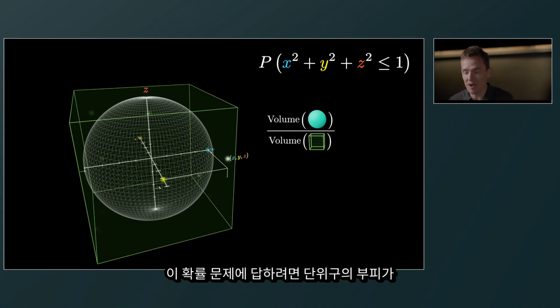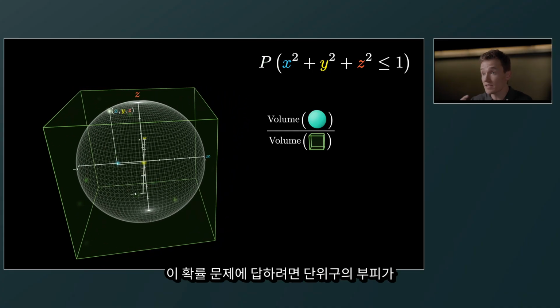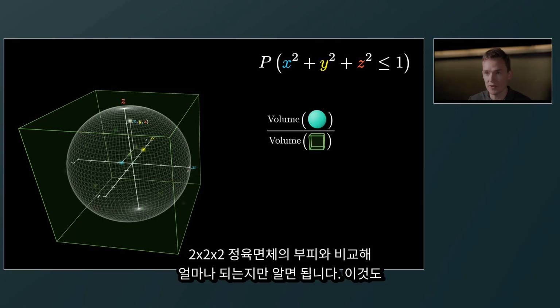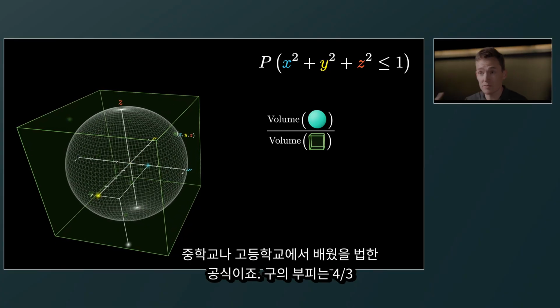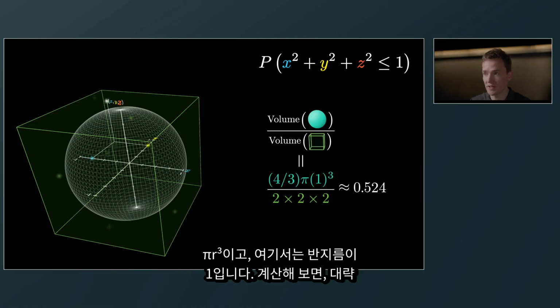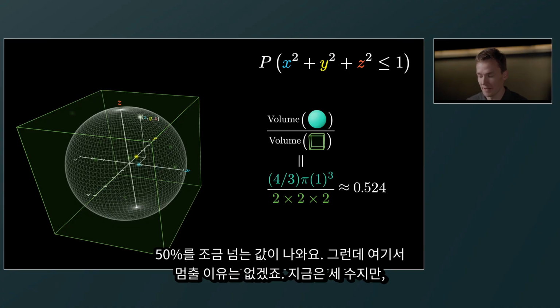And so in this case, to answer the probability question, you just need to know what's the volume of that unit sphere as it compares to the volume of this 2x2x2 cube. This is another one of those formulas we might have learned in middle school or high school. Volume of a sphere ends up being 4/3 pi times its radius cubed. Radius in this case is 1. You work it all out, and you get, I guess, a little above 50%.